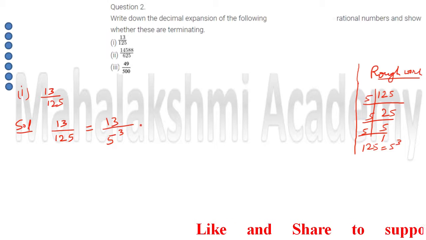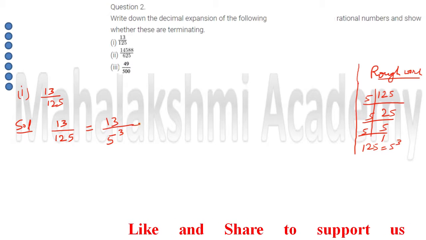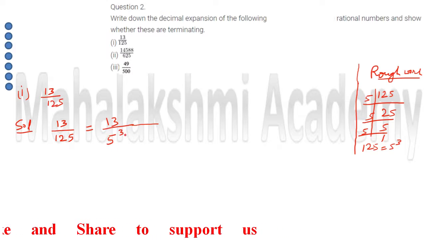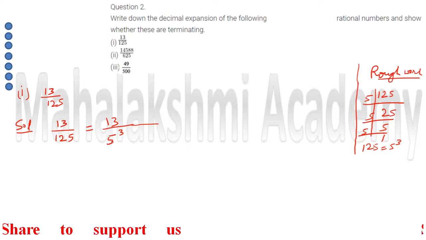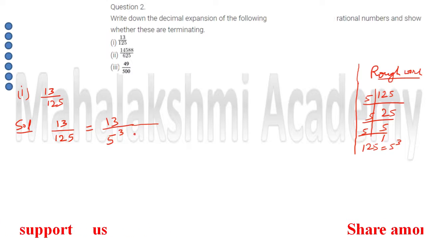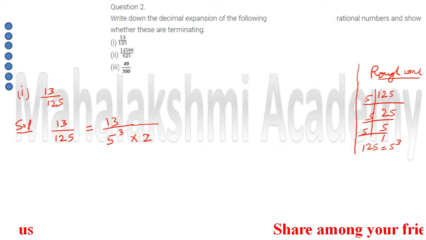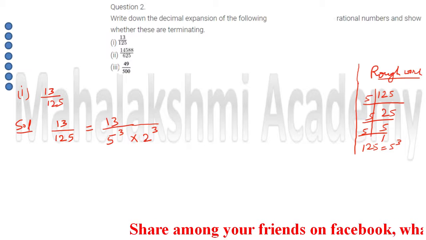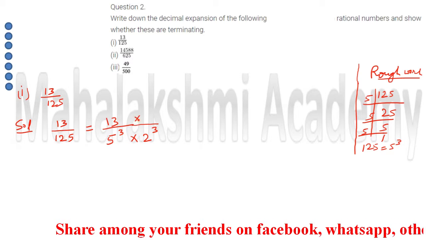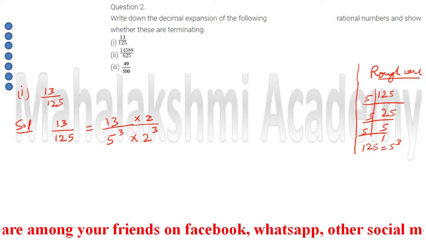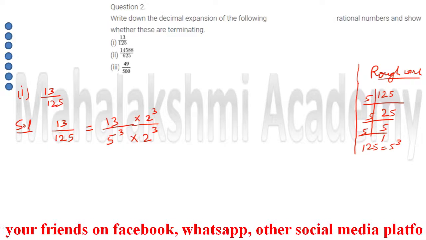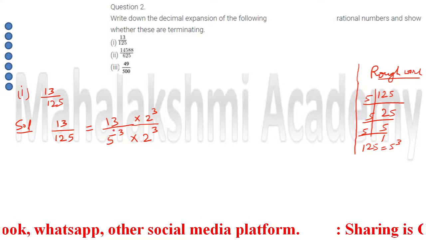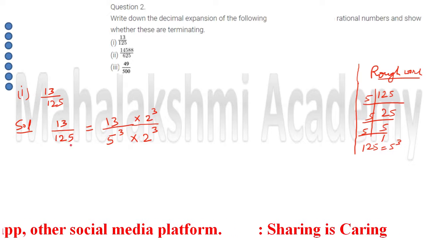After writing it, the next step is to convert 5 to the power 3 into the form of 10 to the power 3. To convert 5 to the power 3 into 10 to the power 3, the extra thing we need is 2 to the power 3. Since we are multiplying the denominator by 2 to the power 3, to balance the fraction we have to multiply the numerator also by 2 to the power 3. If you think, we are not changing the fraction because they cancel each other and we get the same fraction, that is 13 upon 125.